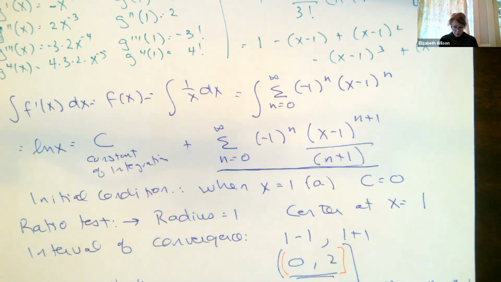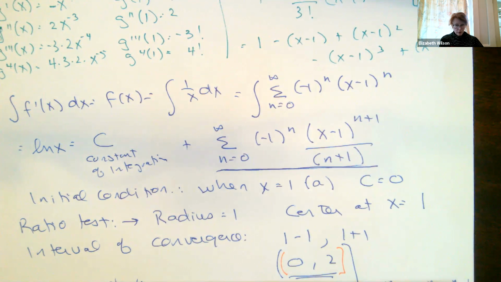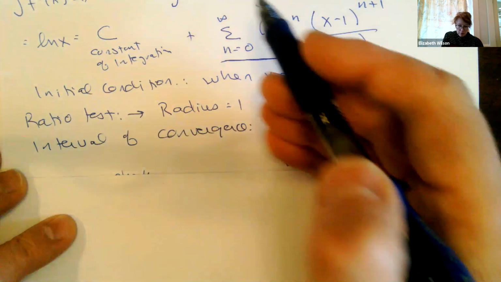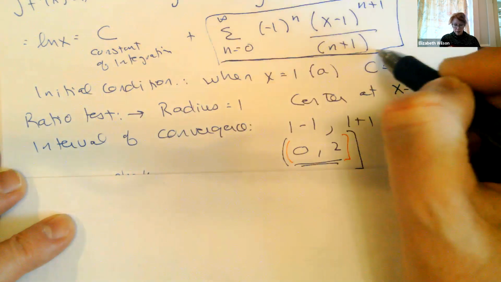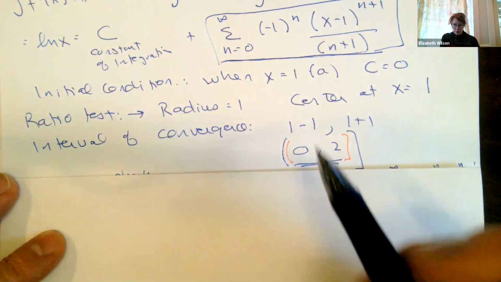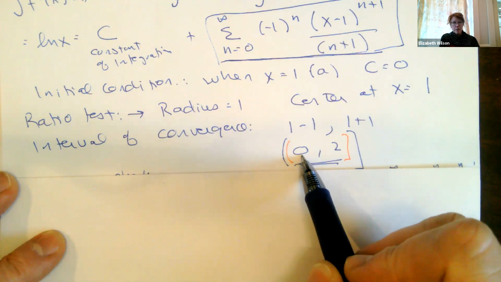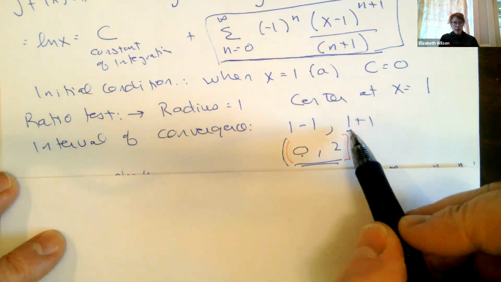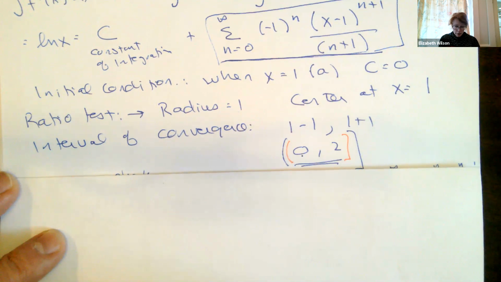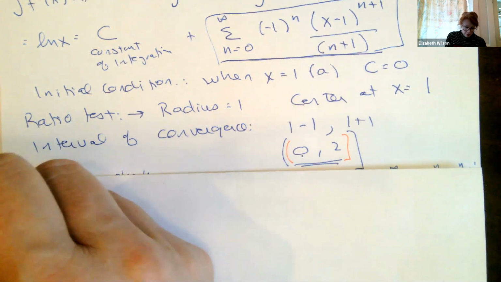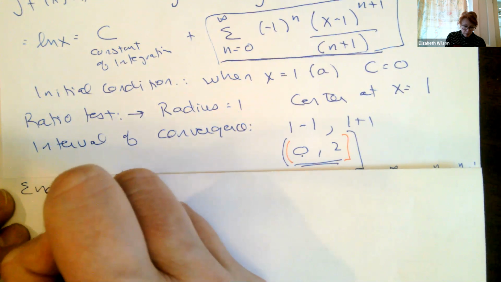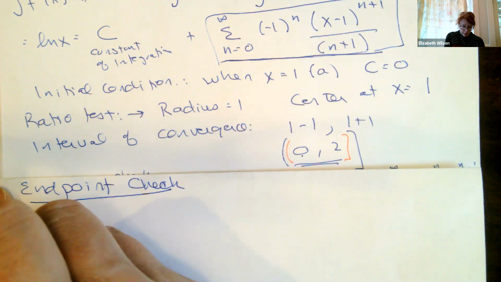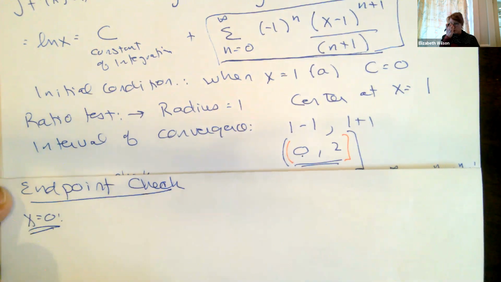So let's go ahead and start with our endpoint check. The endpoint check basically says we're going to take our power series and plug in x equals 0 and evaluate it as a series to see if that series itself converges. If it does, we're going to include it in the bounds, and if it diverges, then we're not going to include it in the bounds. So this is chapter 4.6, example 3, our endpoint check. In no particular order, we'll do x equals 0 first. It doesn't matter which one you start with.